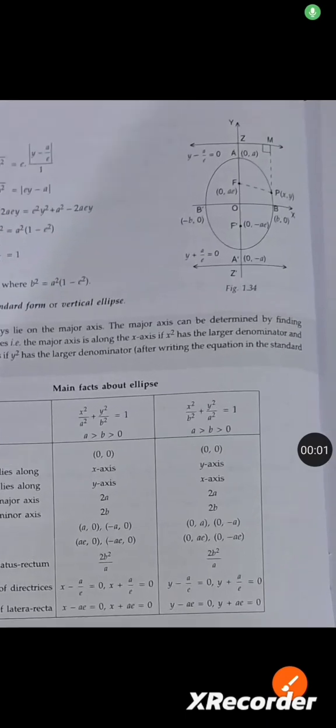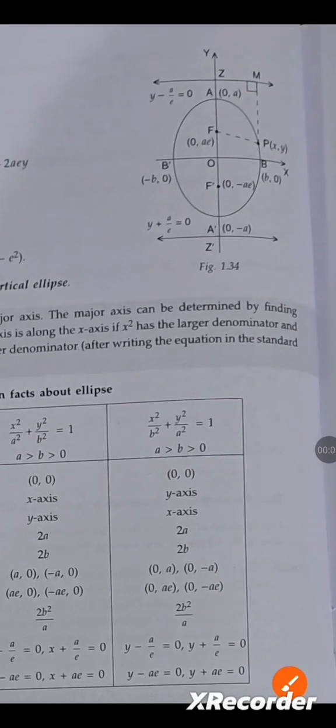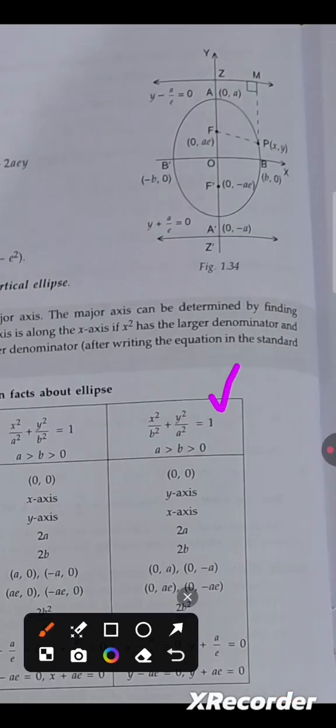As you can see in the figure here, the y-axis is being explained, and how to make out which one is the major axis and which one is the minor axis. Now here the equation is in the form x square by b square plus y square by a square is equal to 1, where this is the very important part: a is greater than b, that means the denominator of y square is greater than that of x square. So the x-axis is the major axis.